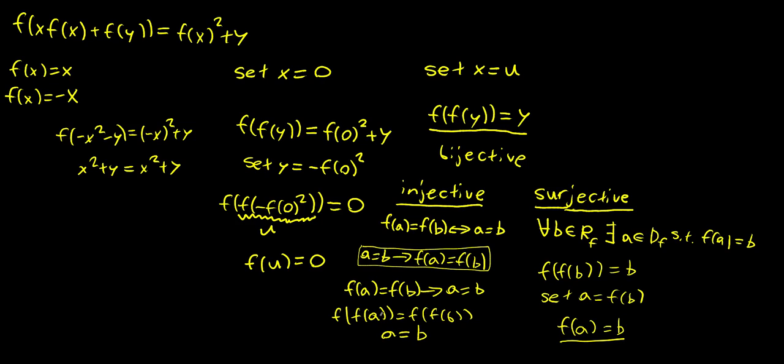So now that we have that this function is bijective and it's an involution, we can continue with our problem. We'll go on to a new page here, and we'll go back to the original problem statement, which is that f of x times f of x plus f of y equals f of x squared plus y.